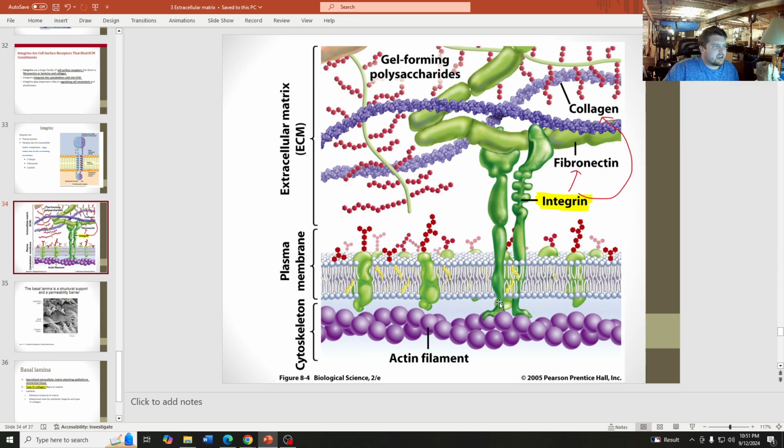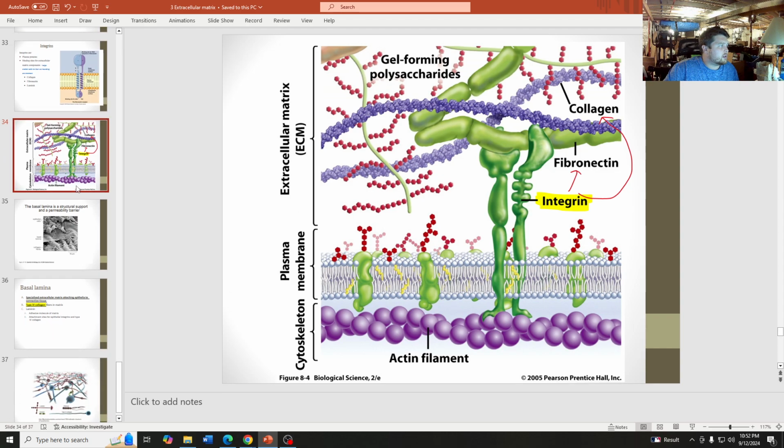And if I'm not mistaken, we talked about integrin proteins previously when we talked about plasma membranes and the components of plasma membranes. So it's coming through, grabbing onto the fibronectin, grabbing down into the cytoskeleton, integrating the cytoskeleton to the extracellular matrix, keeping everything attached.